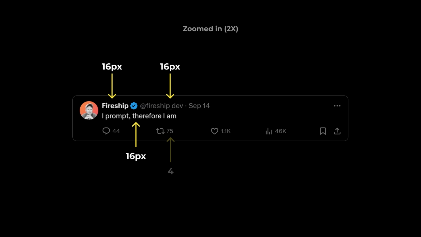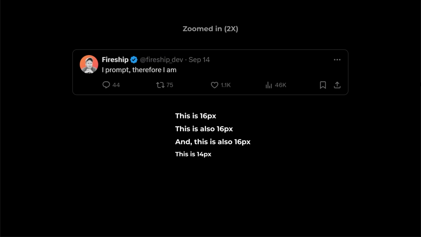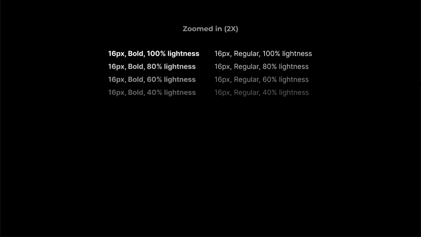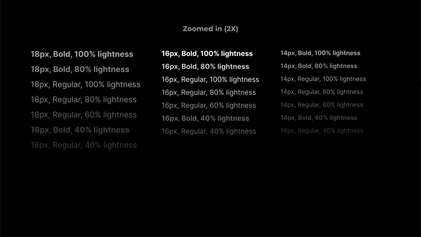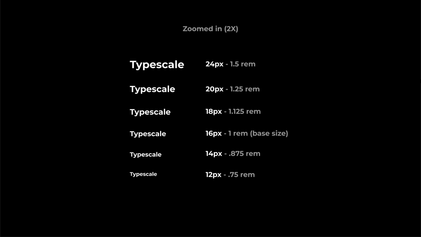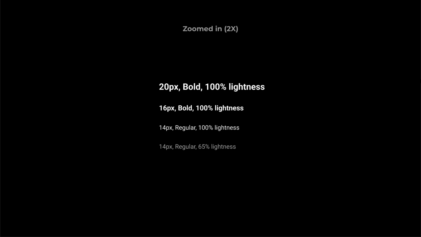These all have the same font size of 16 pixels, except for this one. The impact of weight and color on font size is pretty wild, so you don't need many sizes to create hierarchy. Combining size, weight, and color can do the trick. I'm not saying you should create a typescale like this, but this won't help you much either.